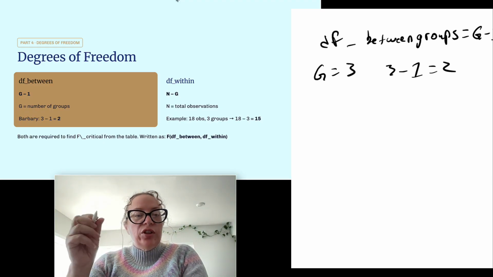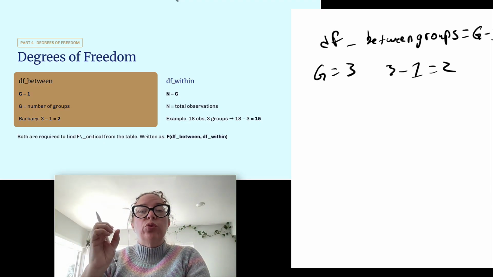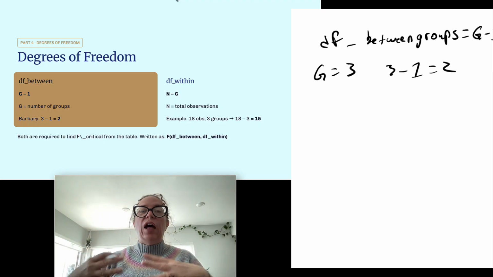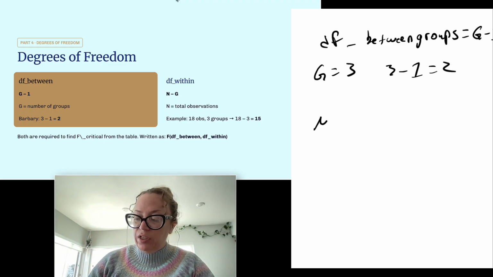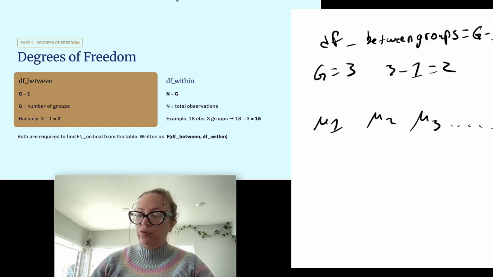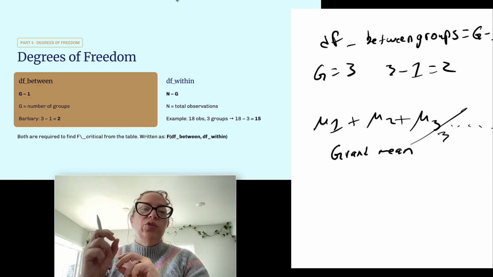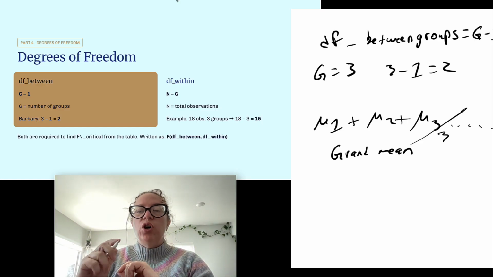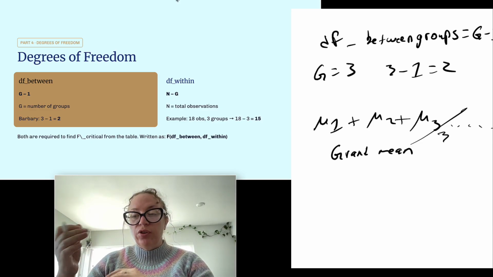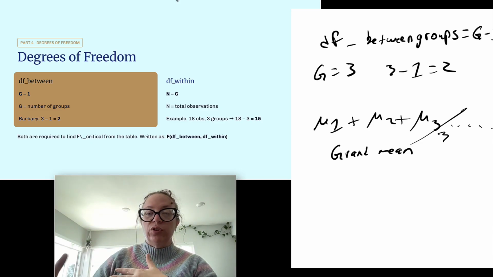So the intuition with this is if you know the grand mean, which is the overall average from all groups. So you have the mean of group 1, you have the mean of group 2, you have the mean of group 3, and however many groups you have. And then the grand mean is all of these groups added together and then divided by how many groups there are, which in this case is 3. So if you know the grand mean, and you know 2 of the 3 group means, the third group is determined, right? That's what the degrees of freedom means.